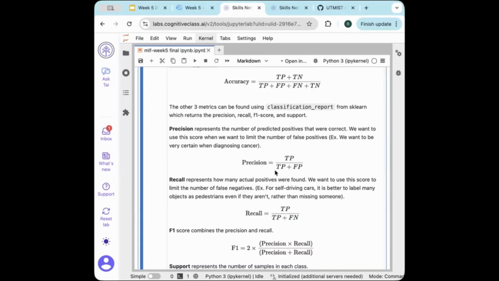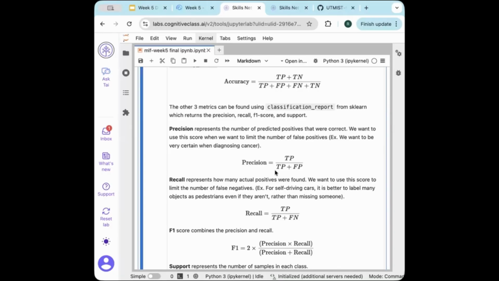Precision, and these can be found by using the classification report function, again from the sklearn library. What precision gives us is the number of predicted positives that were correct. So take all the positives, including positives that were true and false. We want to use the score when we want to limit the number of false positives. The fewer the positives, the higher our precision, because the denominator is going to get smaller.